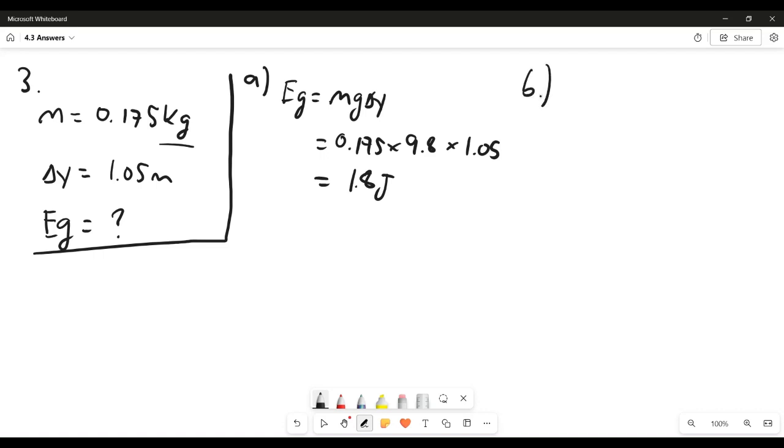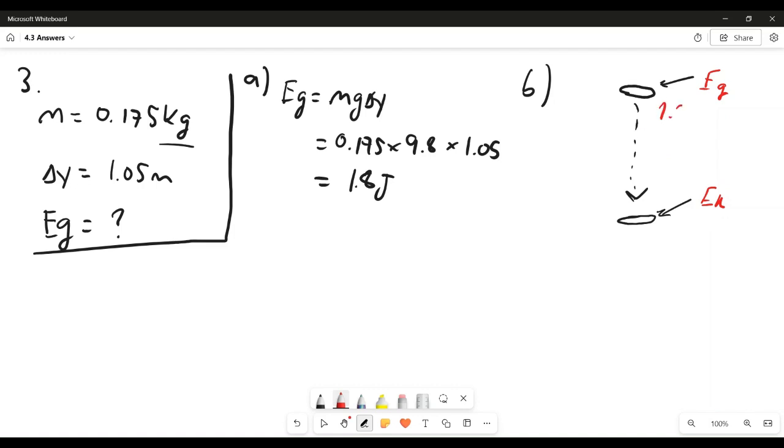And now part B is asking, when the puck is initially in the air, and then once it reaches the bottom, what is the change in gravitational potential energy? Well, it's important to remember that at this point up here, it is all gravitational potential energy, and we will assume that once it reaches the ground over here, it is all kinetic energy.